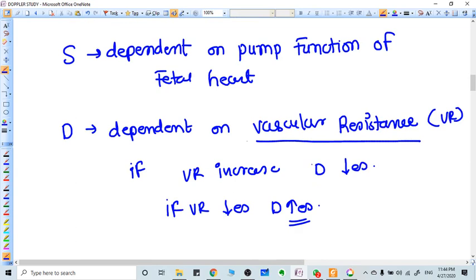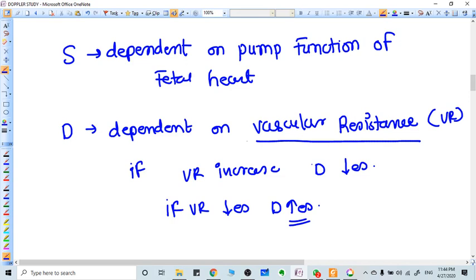Systolic flow depends on what? Systolic flow depends on the fetal heart pump function. But the diastolic flow in the umbilical artery depends on the resistance of the placental vascular bed.